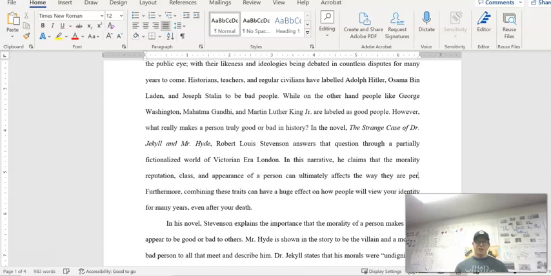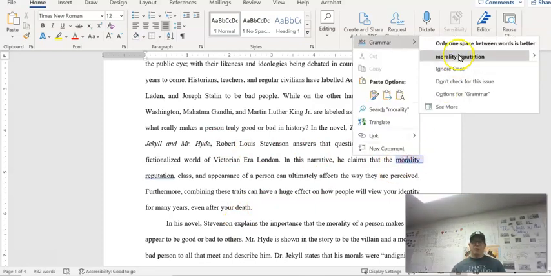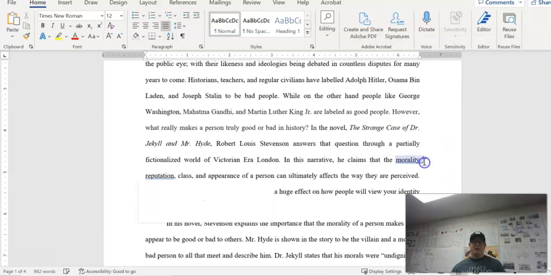Perceived. Can I type today? Holy God. Okay, something like that. Affects how one is perceived. Morality, reputation. No, you don't. No. It's a comedy, big dork.